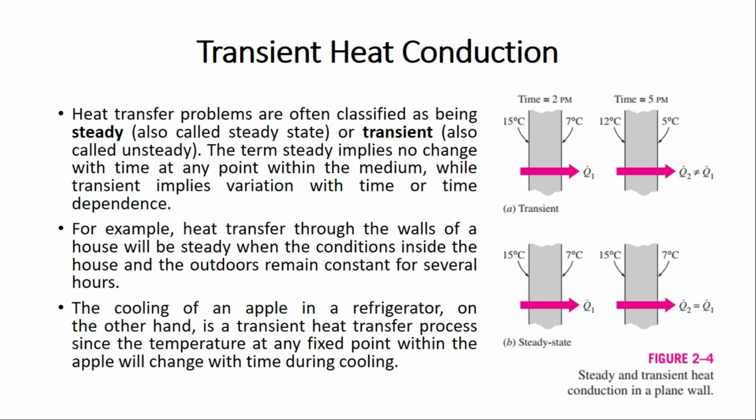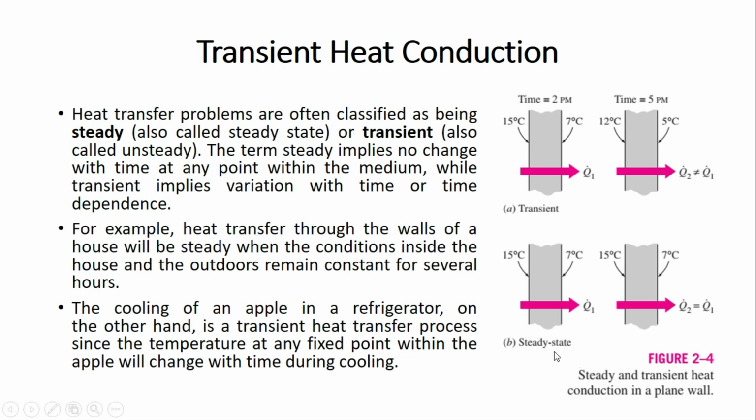So it means that the heat conduction is a function of time, right? So with the passage of time, the temperature on the sides of the wall changes. So it means that the heat conduction in wall 1 and heat conduction in wall 2 is not equal. It means that this is a classic example of transient heat conduction.